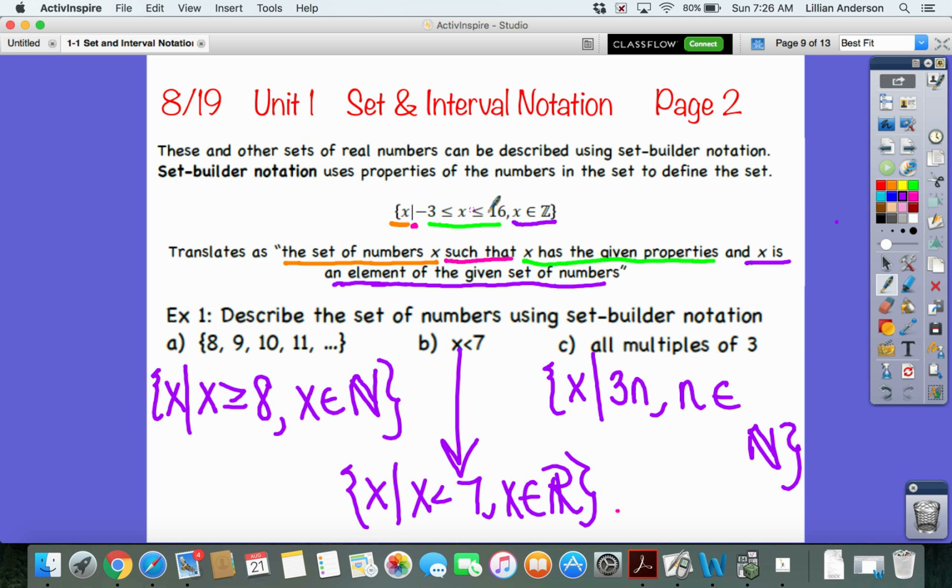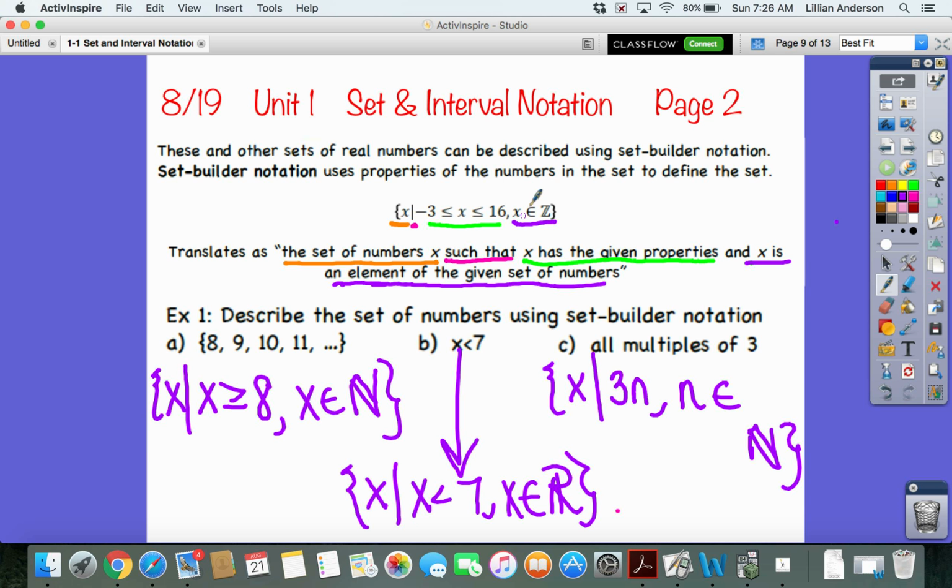Now, whatever is the compound inequality or the inequality that's listed right beside that vertical bar, that basically tells us what we're dealing with. So we're not going to say X has the given properties. We're actually going to say, such that -3 is less than or equal to X, which is less than or equal to 16. And X is an element of the given set of numbers. So whatever numbers are defined within the set, we actually have to state what X is. What kind of numbers is X?